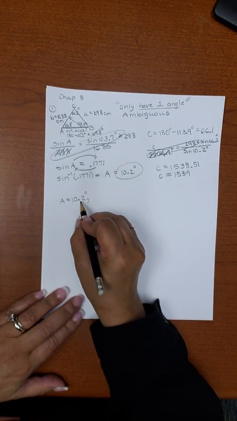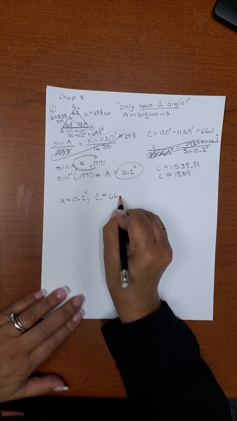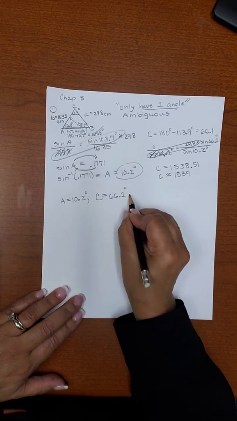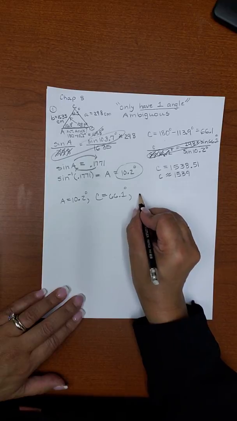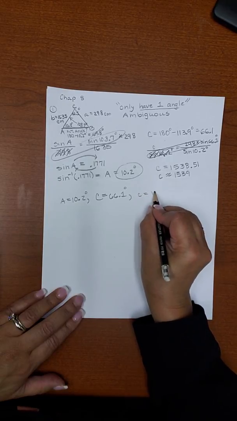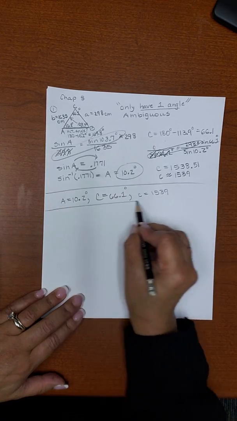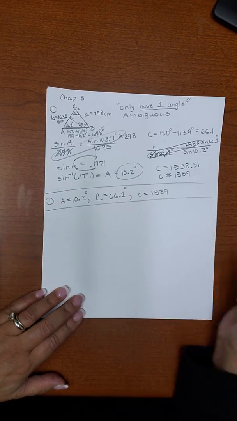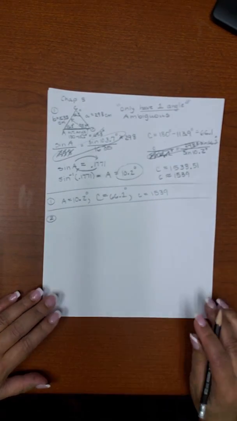When we decided that this is the only thing that angle A could be, we then found angle C, which came in at 66.1 degrees. And then finally, based on angle C, we found little side C, which turned out to be 1539. So this would be what you're going to put in the answer column for number 1. Okay, number 2 is the same sort of problem.